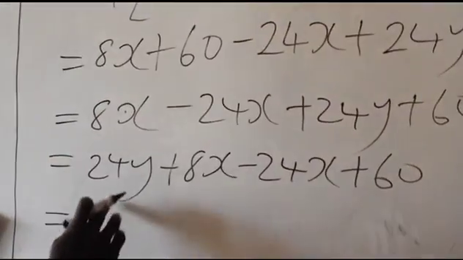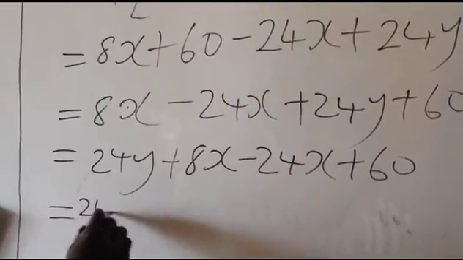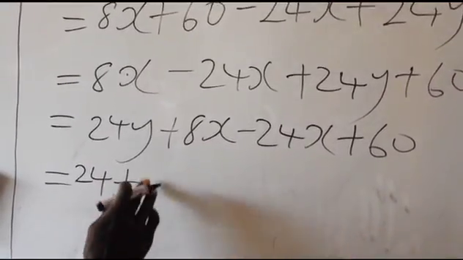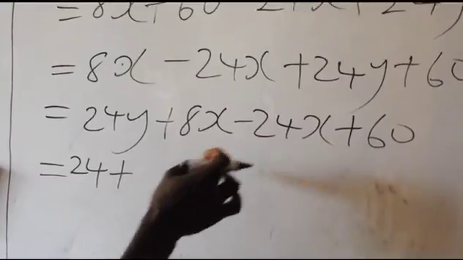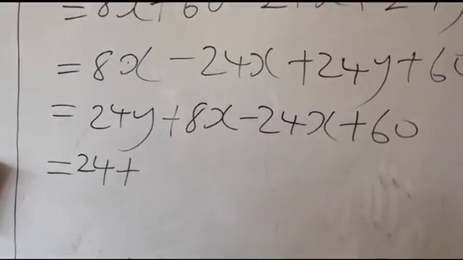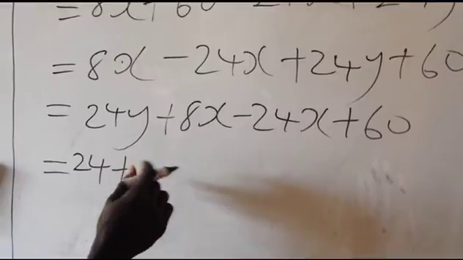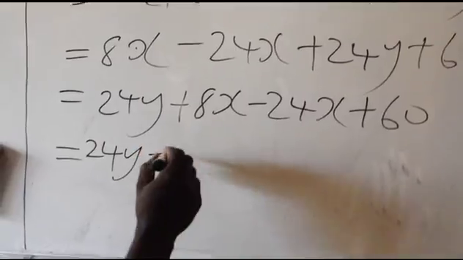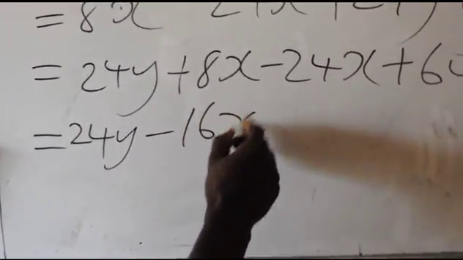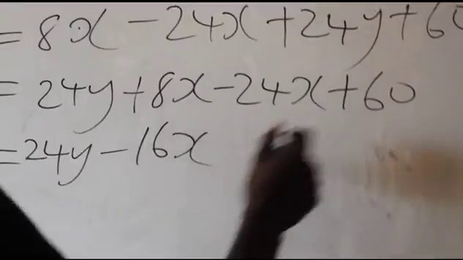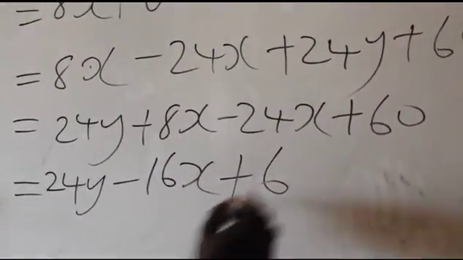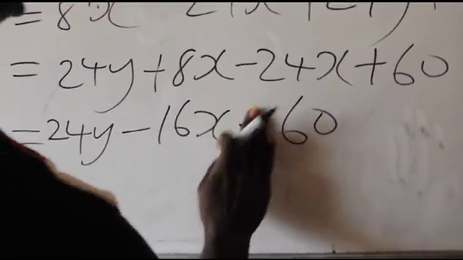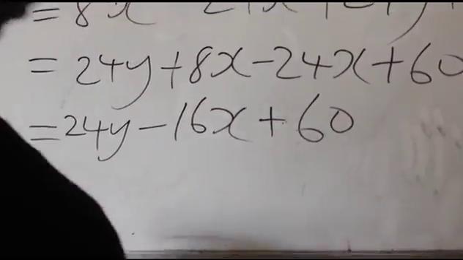So then 24y plus 8x minus 24x. 8 minus 24 is equal to minus 16. So we have it over here: 24y minus 16x plus 60. So that is the answer.